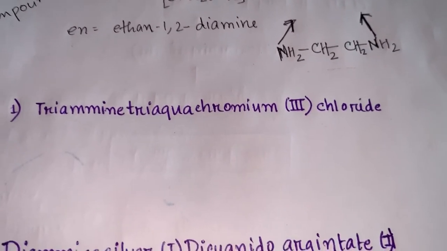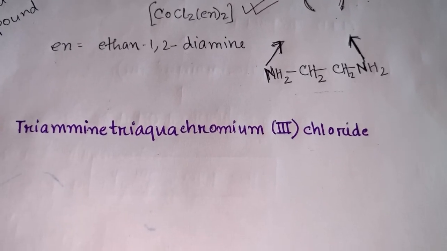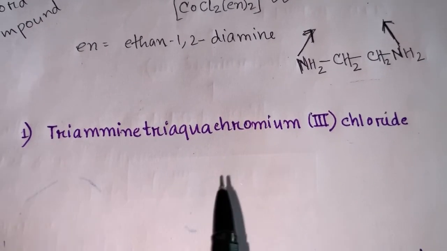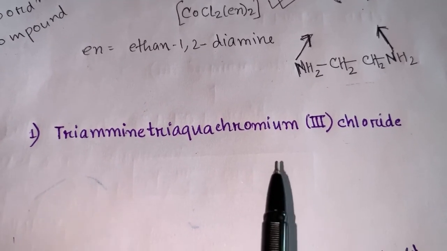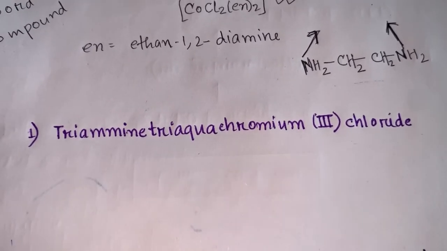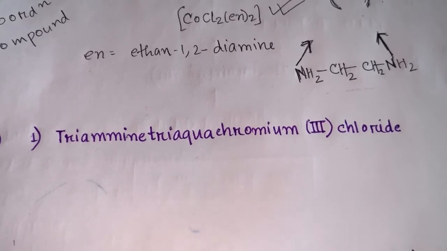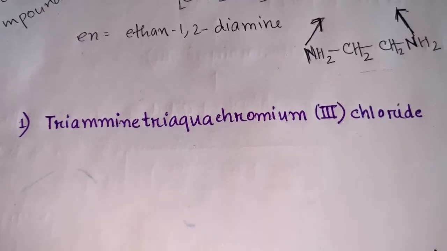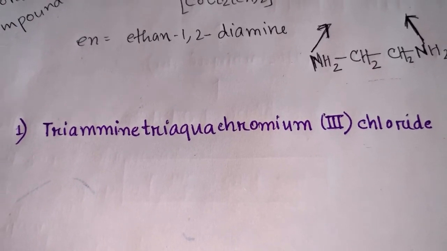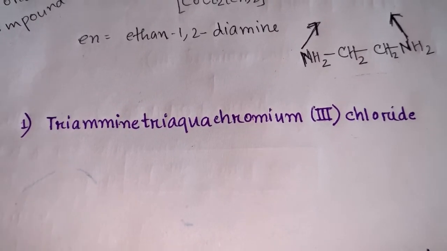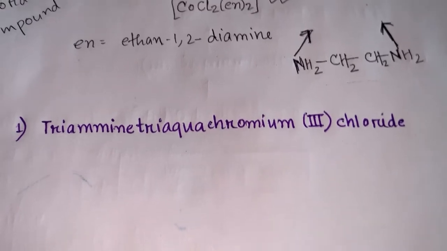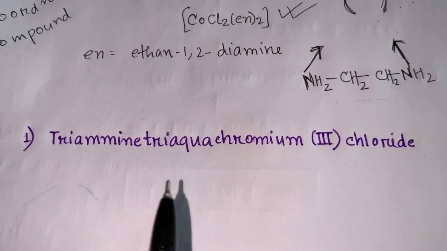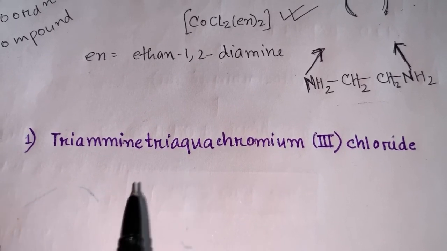The first one is triamine triaquachromium(III) chloride. So this is the name we are given, and we have to write the formula. It is the name of a coordination compound. Before writing the formula, you should try to understand what kind of coordination compound has been given, whether it is the one having the coordination entity as the anion or the coordination entity as the cation.